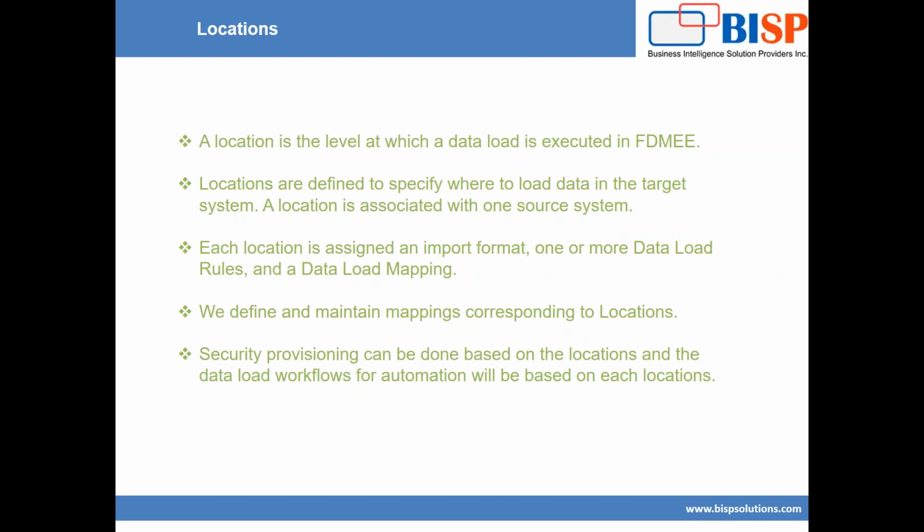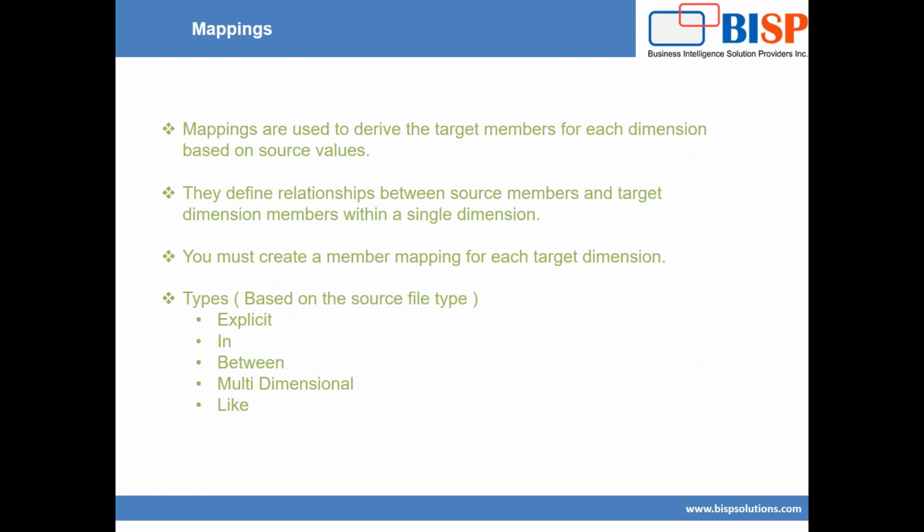Okay, so moving forward, we have mappings. This is the most important feature of FDMEE. This is where your data translation takes place, based on these definitions. So you define the source and the target members for each member of a dimension. So if you have 5 different dimensions in the target, this is where you define the mappings for 5 different sets. You should have as many sets of mappings as there are individual dimensions.